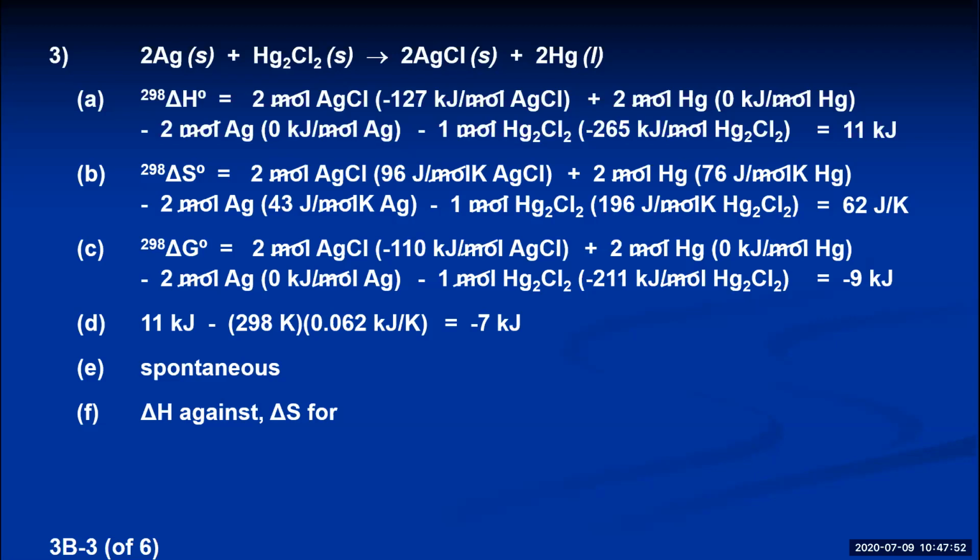G, which factor predominates? Well, in this case, because the reaction is spontaneous, the delta G value is negative. The one that works for spontaneity was the one that predominated, and so therefore the entropy term predominated over the enthalpy term. H, what is the delta H naught for the reaction at 375 Kelvin, at a different temperature?